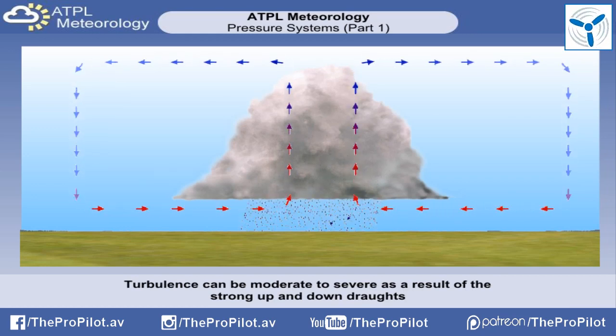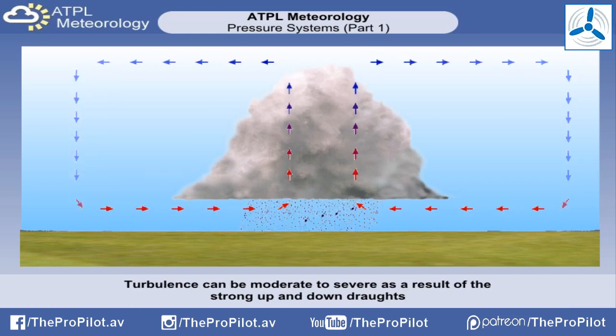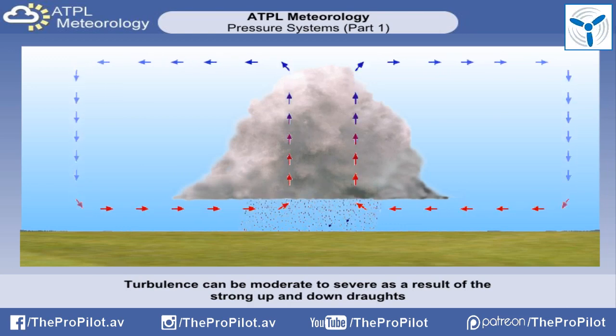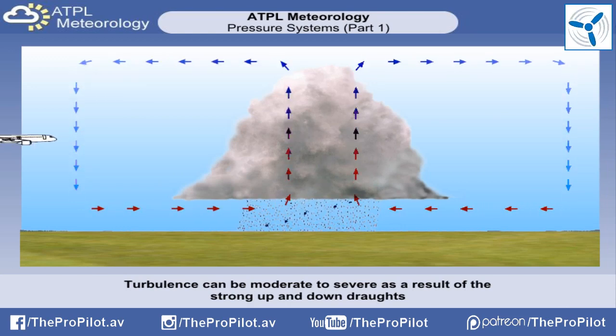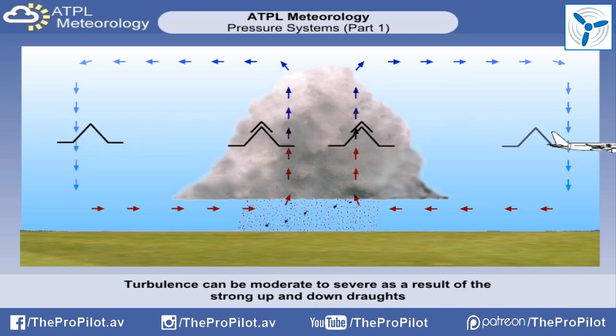These up and down drafts, both within and surrounding the cloud, can be a potential problem to aircraft. If a pilot were to fly through these systems, the aircraft could be exposed to significant amounts of turbulence. The stronger the depression, the greater the potential for turbulence. The symbols used to report turbulence are shown in the animation sequence.